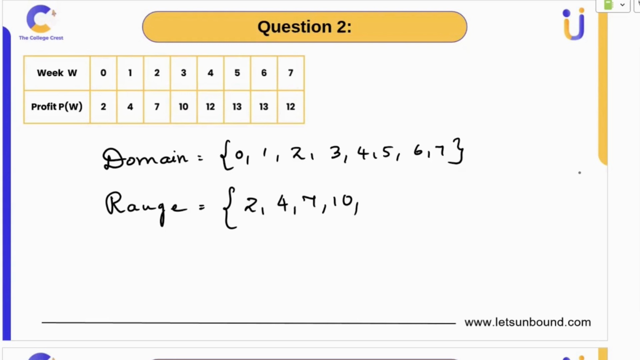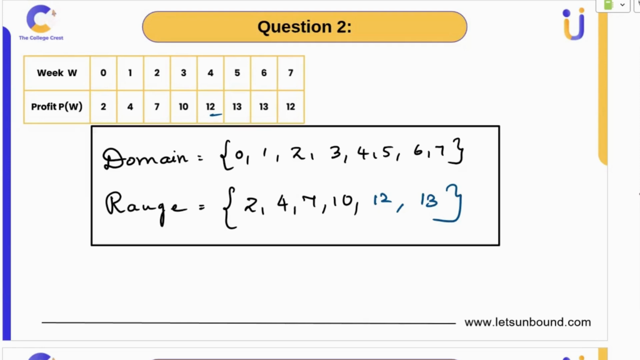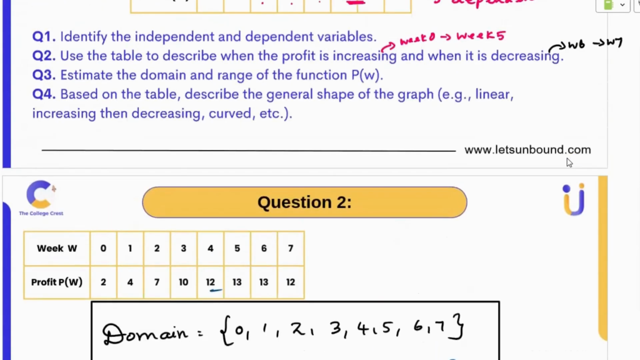The only one thing here is it's easy listing, but you might make an error repeating 12. So 12 comes, whatever number of times 12 comes up, you are going to use only once, and 13 also. It's not necessary that if domain has 8 elements, then range also should have 8 elements. No, not like that in set notation. If something repeats, it's enough to represent it one time. Okay, domain and range is over.